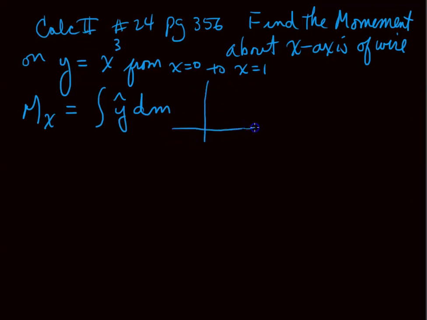Everybody knows what x cubed looks like. From 0 to 1, it does some curving thing here. So that's that wire. This is the point 1, 1. This, of course, is 0, 0.